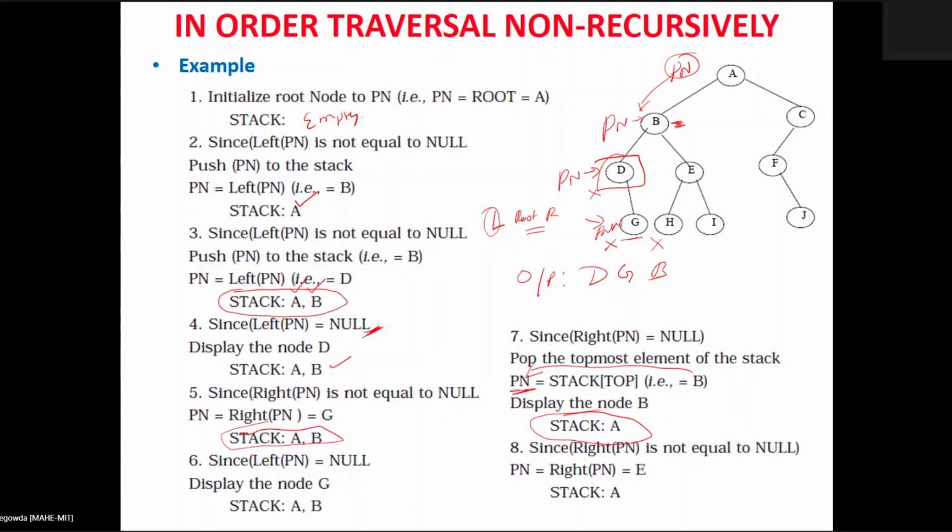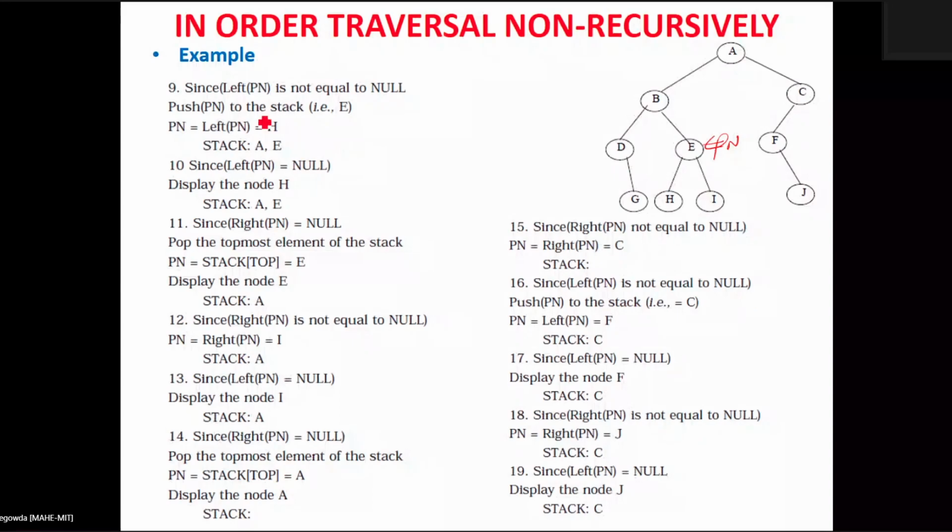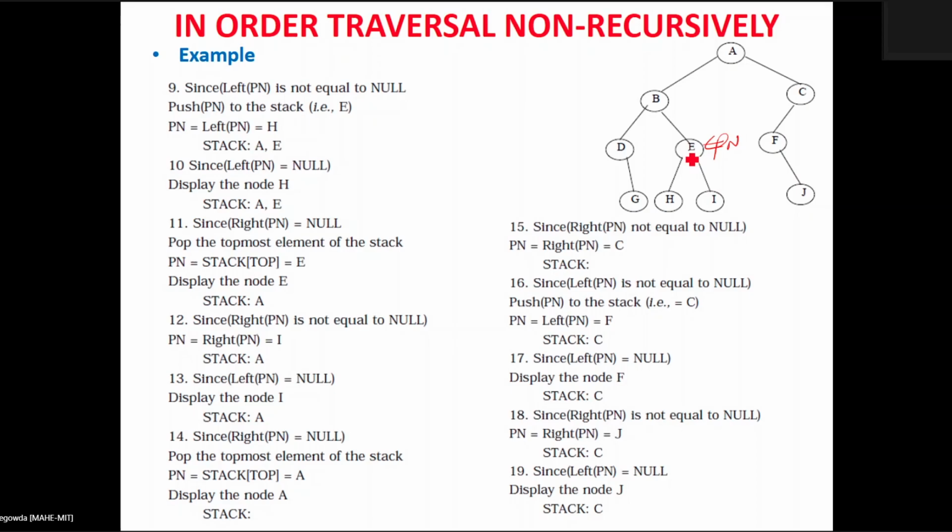So if it is not empty, you have to assign this value to Pn. Now Pn is pointing to the node E, or Pn is nothing but E. Then after that, Pn is pointing to this node here. Since left of Pn is not equal to null, push the Pn value onto the stack. When I push the Pn value onto the stack, my stack will have the address of A as well as E.